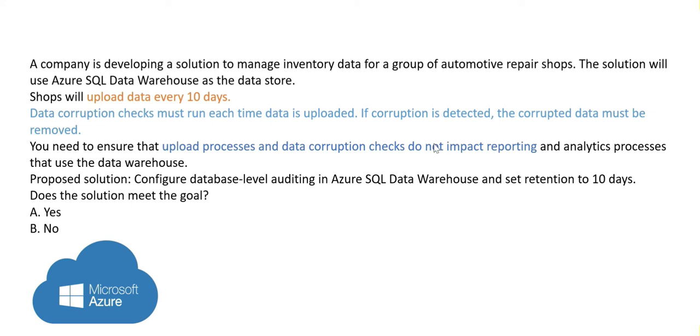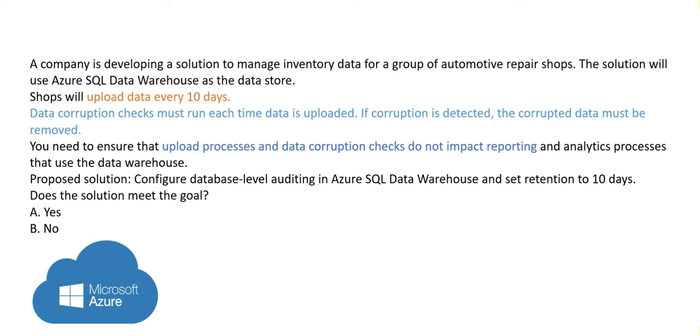This is a normal process. You're loading your data into the database every time, and just before you load, you make a corruption check. You need to ensure that the upload process and data corruption do not impact reporting. By that, what we mean is it should not be that we upload the data, then see the data is corrupted, and now we have to delete that data and we don't know from which point to delete. So we truncate the database and reload everything, and that will have downtime, which is not desirable here.